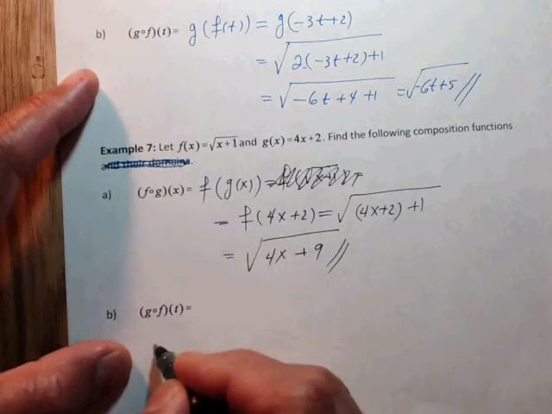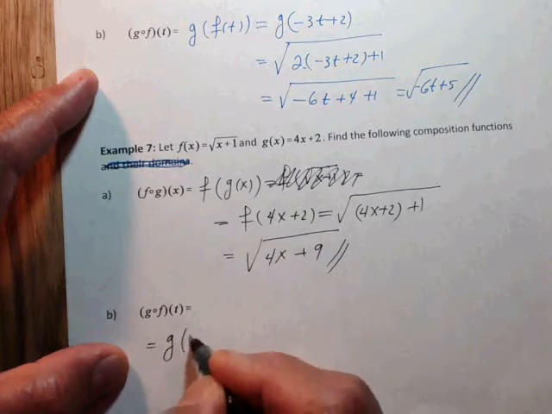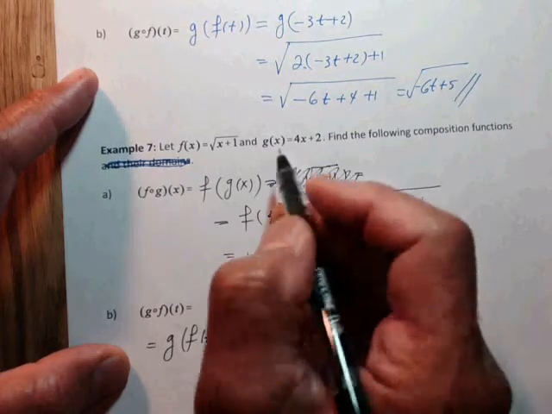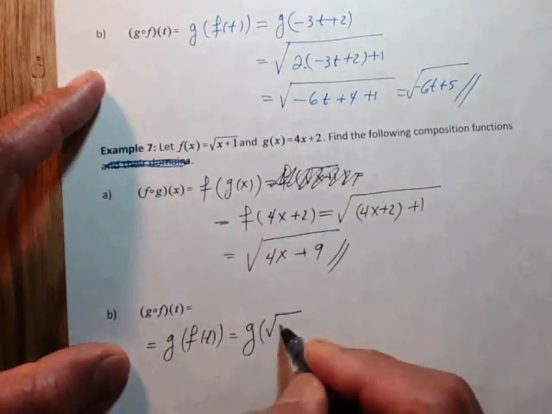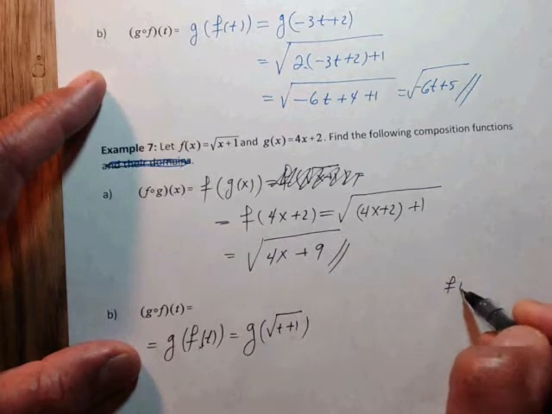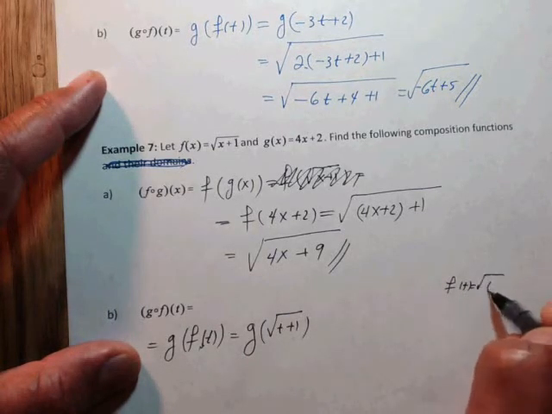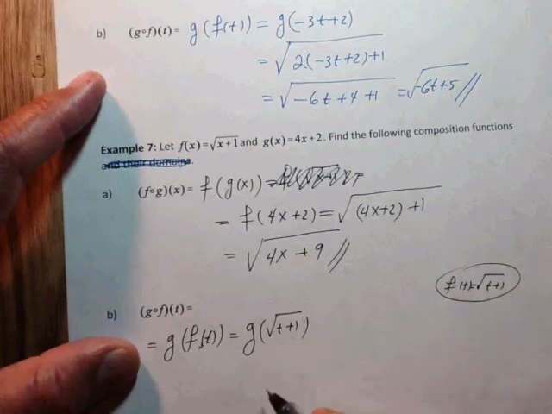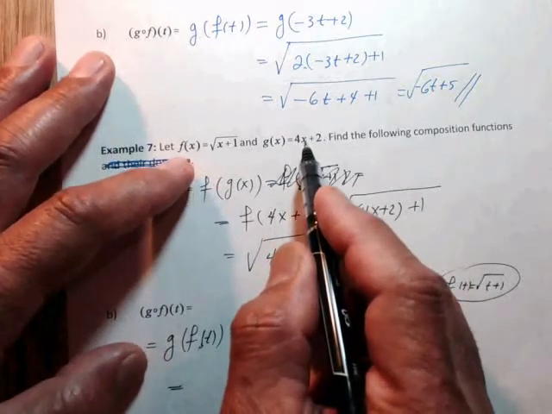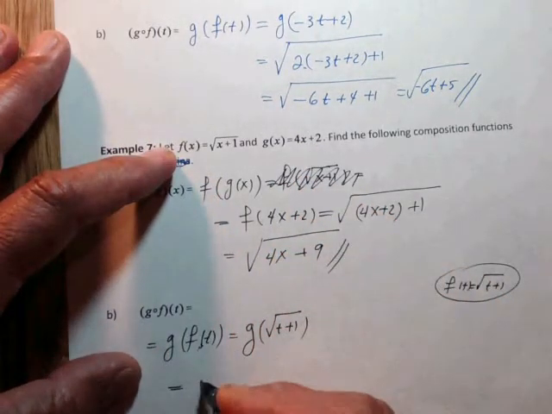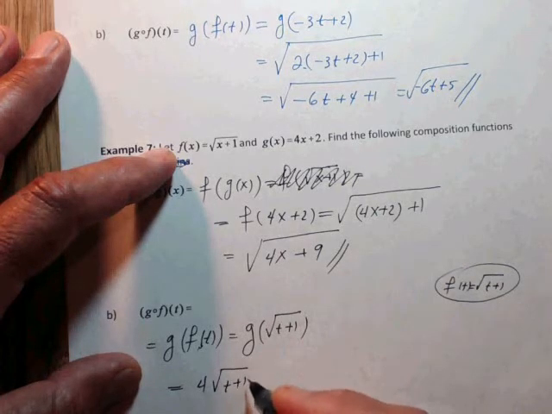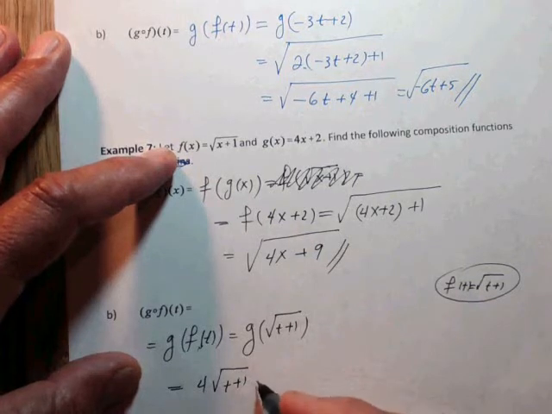Circle f at t, so this is by definition g of f of t, but f of t would be square root of t plus 1. That's what f of t is, you see. F of t is the square root of t plus 1, and this is equal, now in g replace this x by square root of t plus 1, so it would be 4 times square root of t plus 1 plus 2.